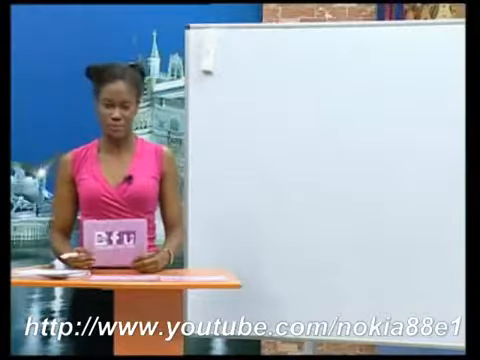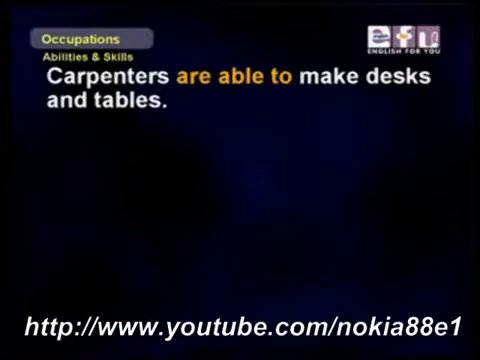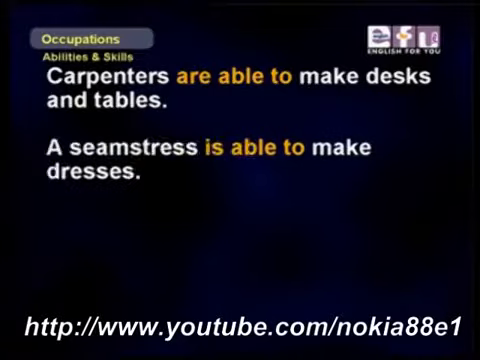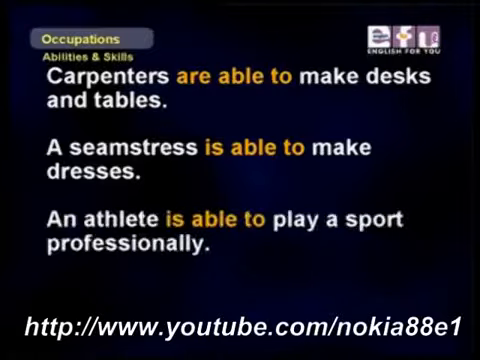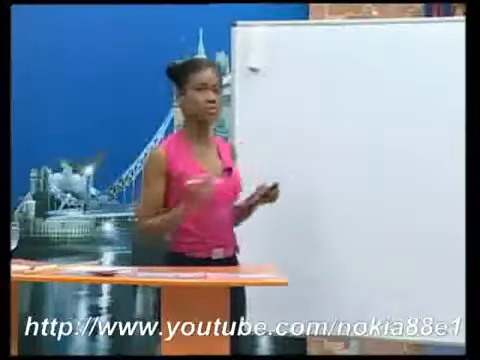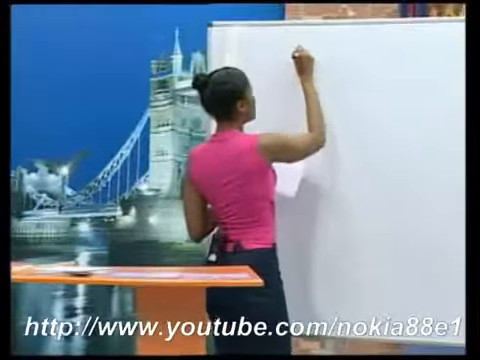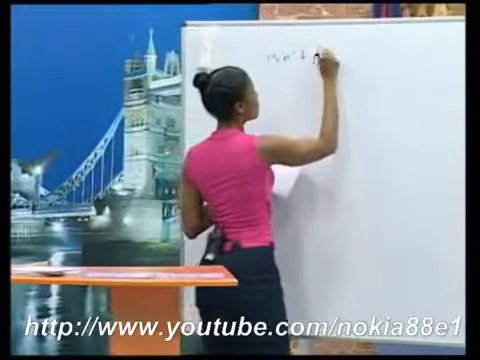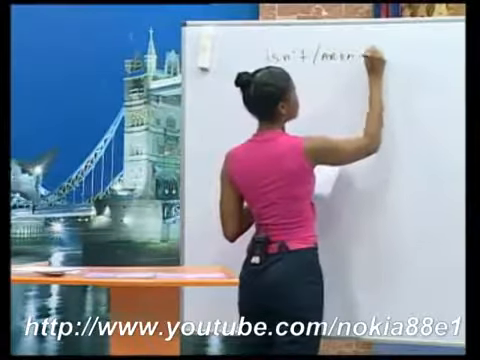Now let's review able to. Here are some examples. Carpenters are able to make desks and tables. A seamstress is able to make dresses. An athlete is able to play a sport professionally. Actors are able to perform in front of an audience. The negative of able to is isn't or aren't able to.